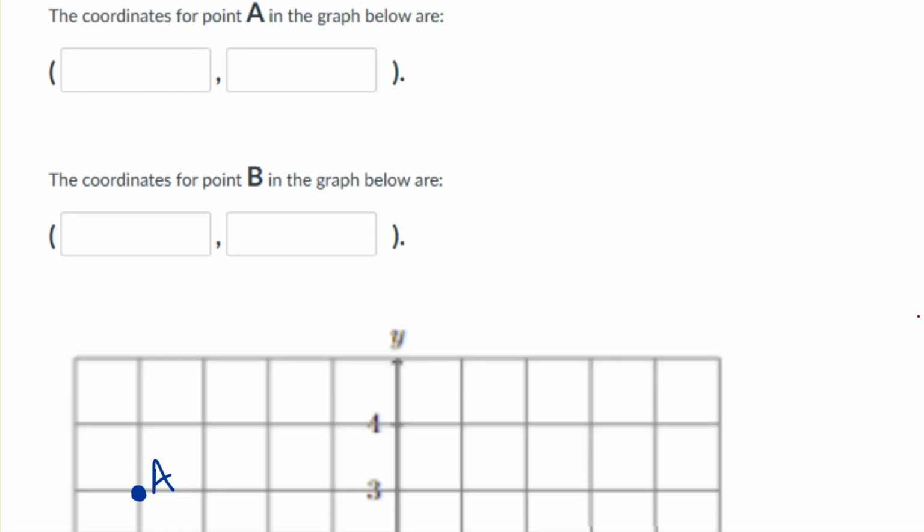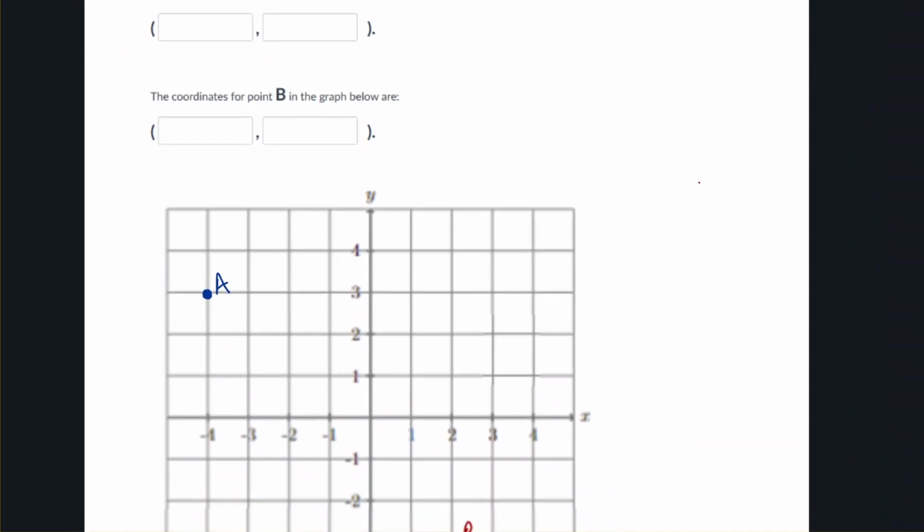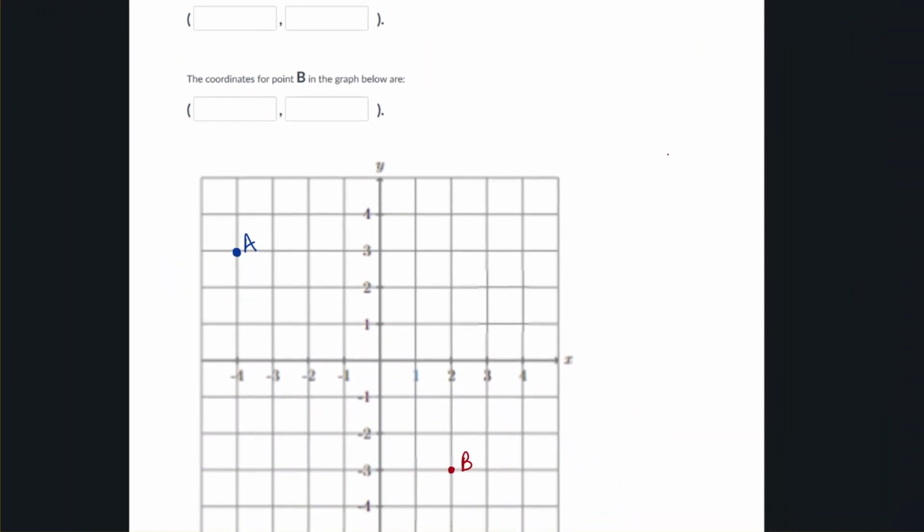So welcome, here is our chapter review. Let's begin with this problem. We're asked, based on the graph shown, let me zoom out a bit, to identify the coordinates for points A and B.